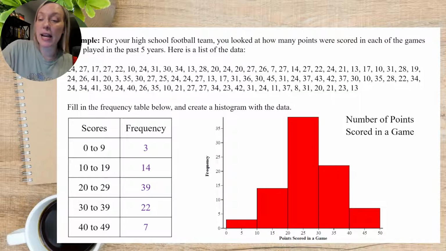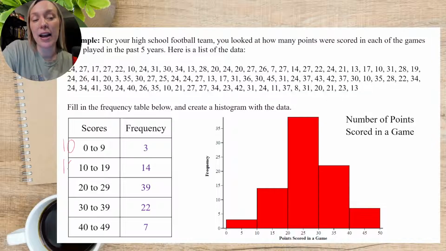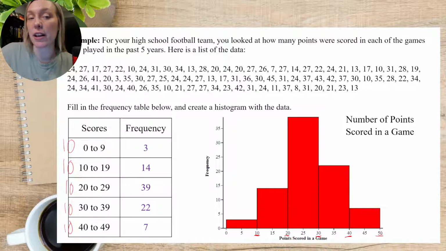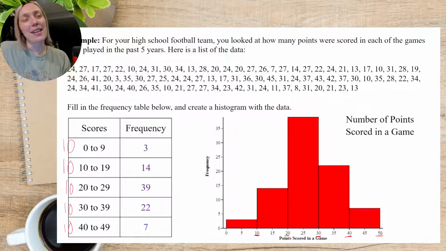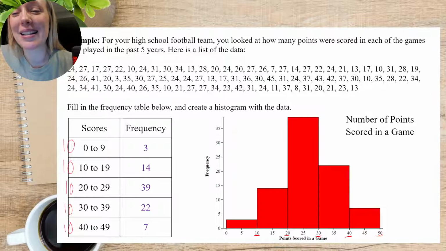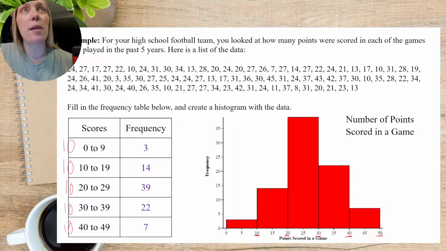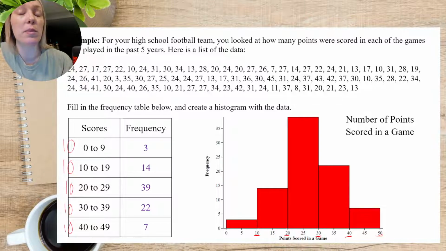Again, I go up by tens because there's 10 values in each of these, but this last one is not included. Up to, but not including that last value. And that's something we'll get used to. It feels a little weird for discrete data. Students usually have an easier time with it when we move to continuous data, which we'll see in a moment.